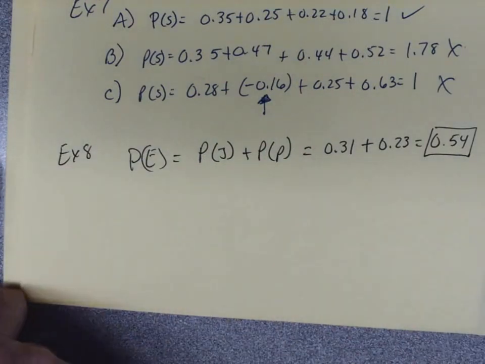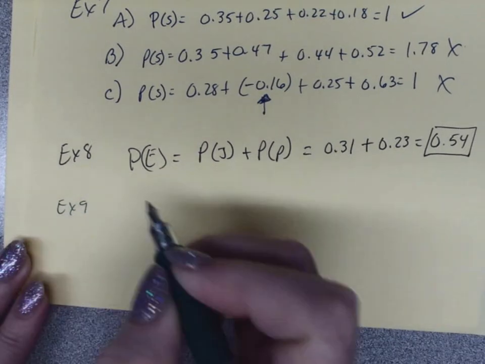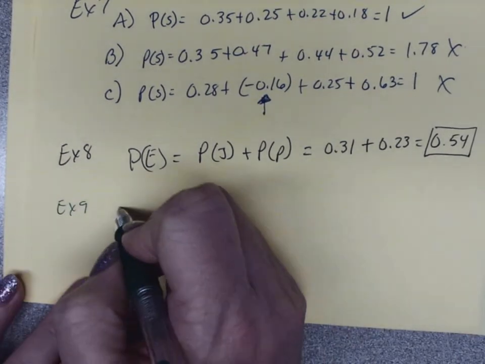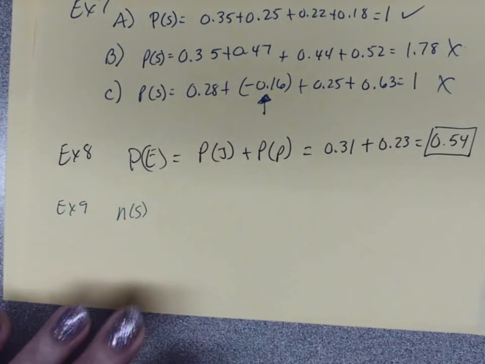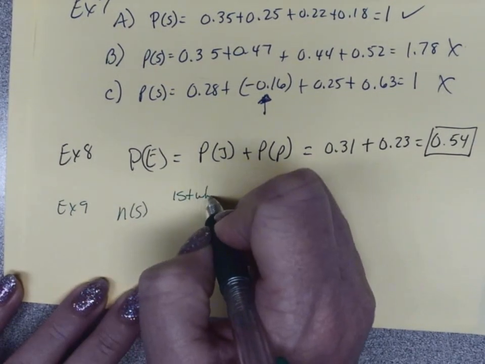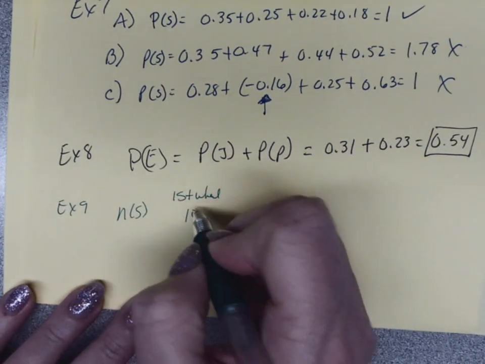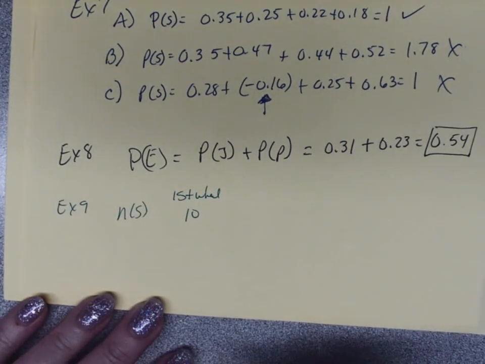So this will be example 9. We have to find out how many are in our sample space first. On the first wheel, we have 10 digits that go around, so we have 10 to choose from on the first wheel.